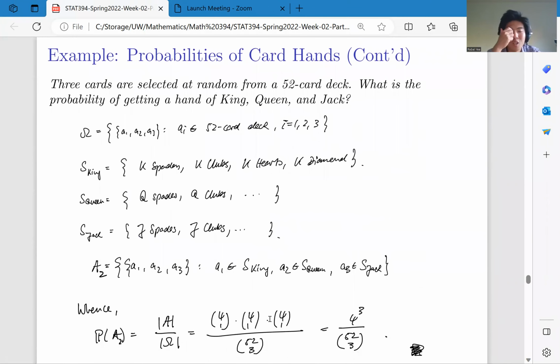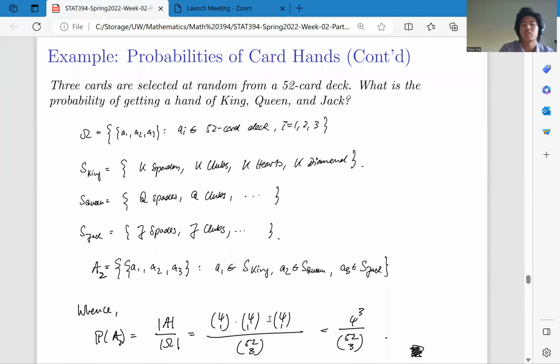Like for this example, 3 cards are selected at random from a 52 card deck. And what is the probability of getting a hand of king, queen, and jack? In this case, it does not specifically say it's a spade king, club queen or club jack. We can say all of the 4 kings are available. So the sample space is still the same because it's still selecting cards without replacement, and order does not matter. So the sample space cardinality is still the same.